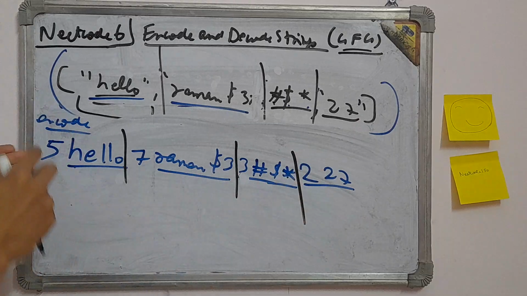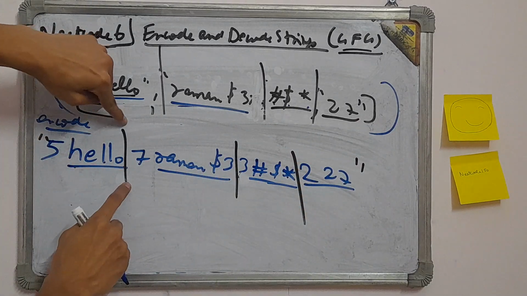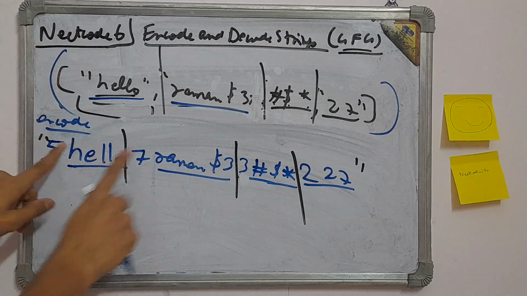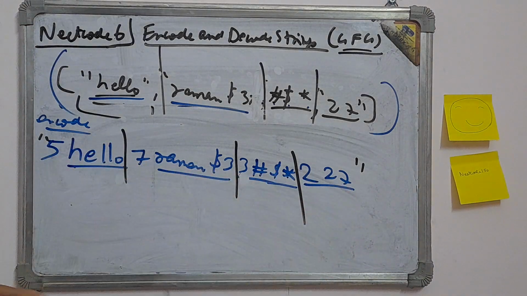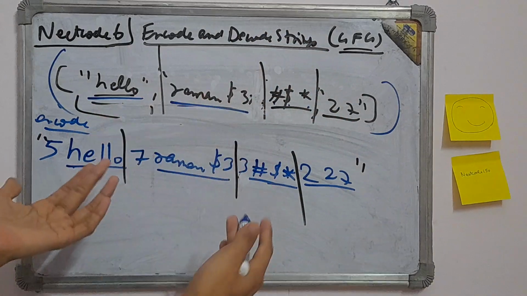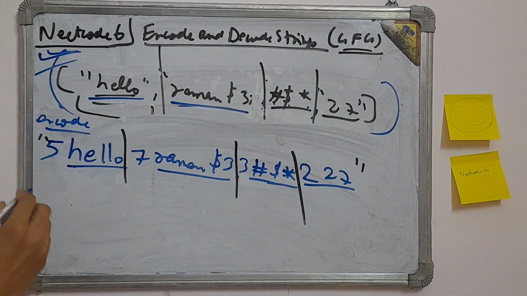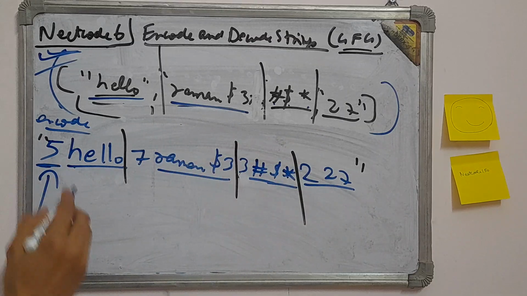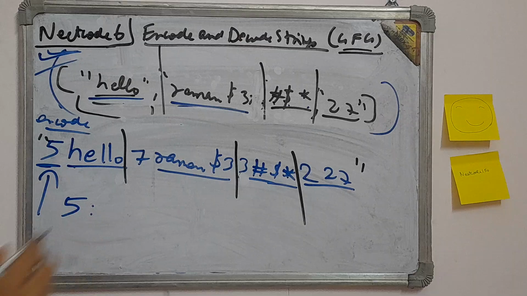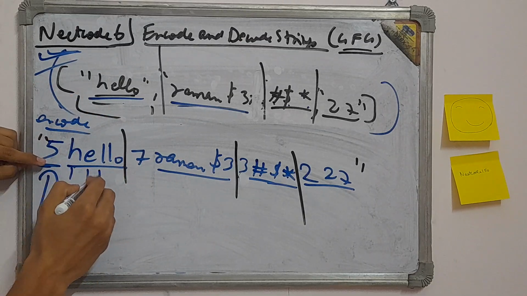So okay, we have sent this string to our friend. Now the friend cannot see these black or blue lines. He can just see 5 hello, 7 ramen $3, 3 hash dollar star, and 2 2 7. So how does he decode it so that he can get the proper data that we meant to send him? He's looping from here. The traversal starts. He read it as 5. That means the first string is 5 characters. So the next 5 characters will be the string we want. So 1, 2, 3, 4, 5.